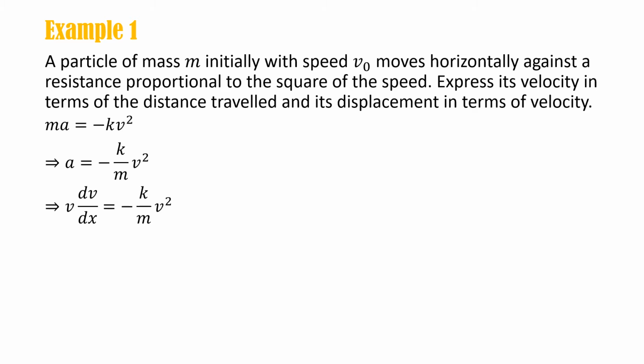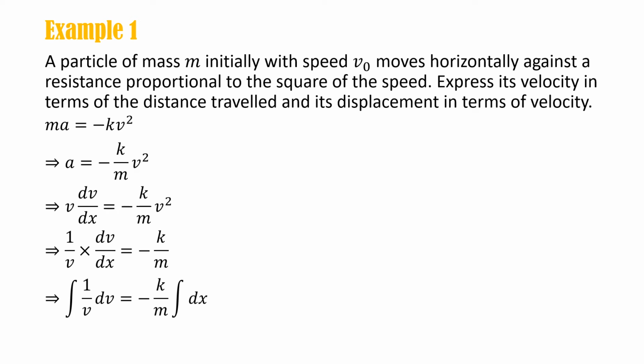So now I've got v's on both sides. What I'm going to do is divide both sides by v squared. This way I get all my v's on one side. So dividing both sides by v squared, we're going to have 1 over v dv on dx is equal to negative k on m. I want to get rid of that dx on the left, so I'm going to multiply both sides by dx so that it cancels out on the left, and I'm going to have a dx on the right. But that means we're going to be taking the integral of both sides.